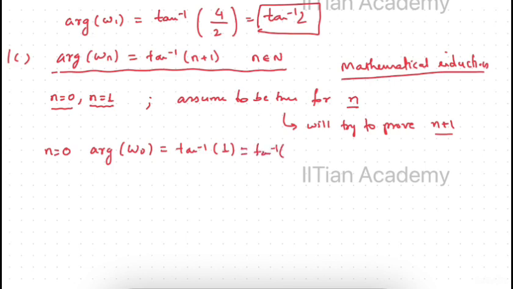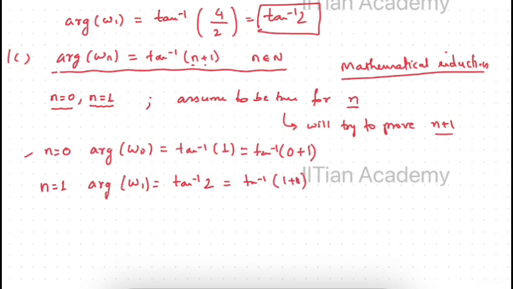For n equals 1, this is the argument of w1, which in the previous part we have identified as tan inverse 2, which again can be written as tan inverse of 1 plus 1. So this also holds true. So we know it is holding up for 0 and 1.